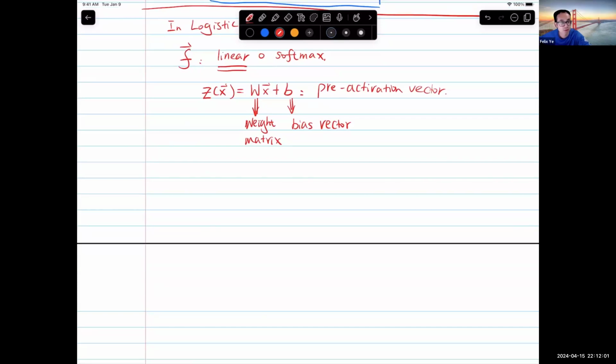Okay, so after the linear functions, we apply the softmax function to make sure this actually gives you probabilities. So this is the first step, which is linear. The second step is softmax.